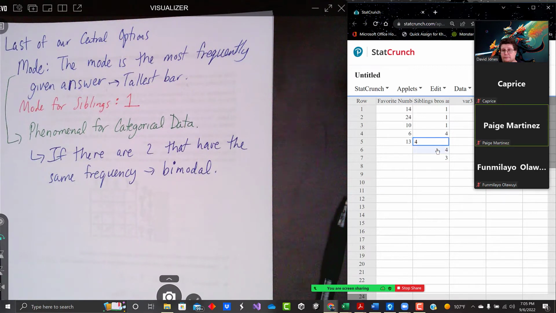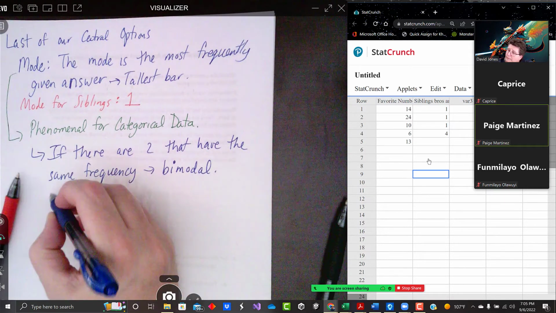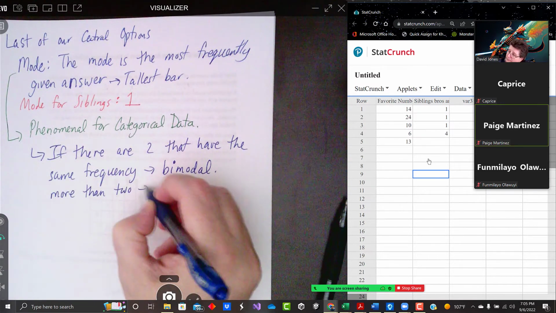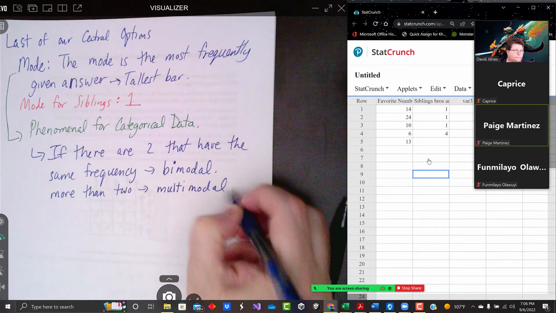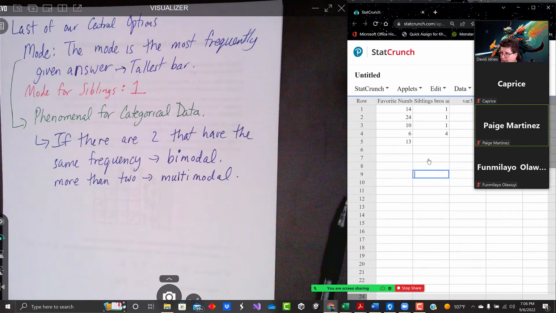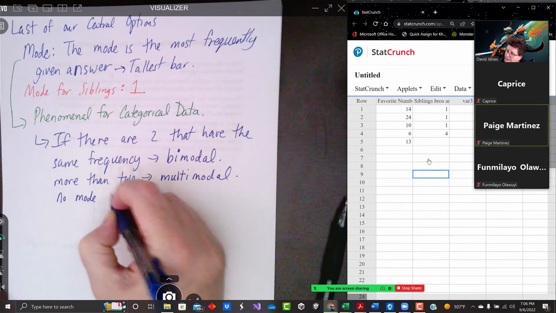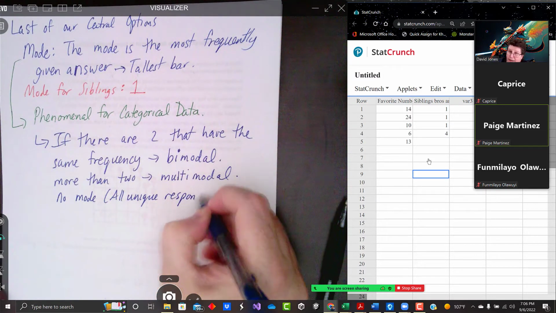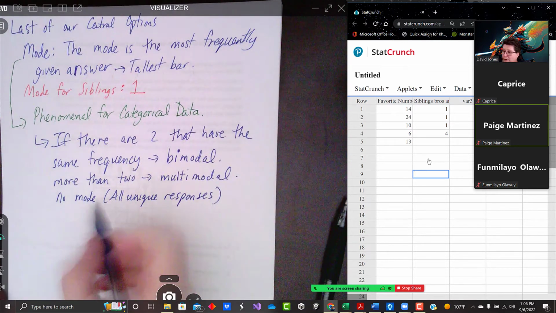If there's more than 2, we say multimodal. And if there is no mode, like all unique responses, like our favorite numbers right now, that's exactly what we say. It has no mode.